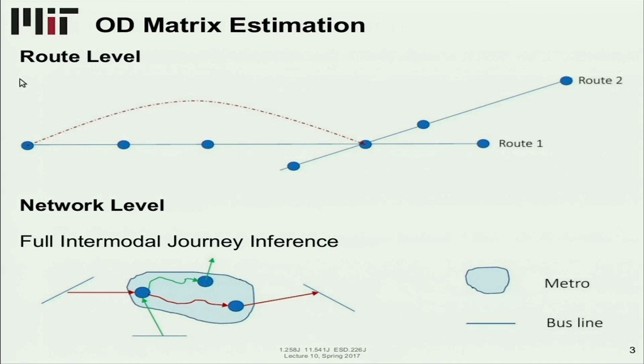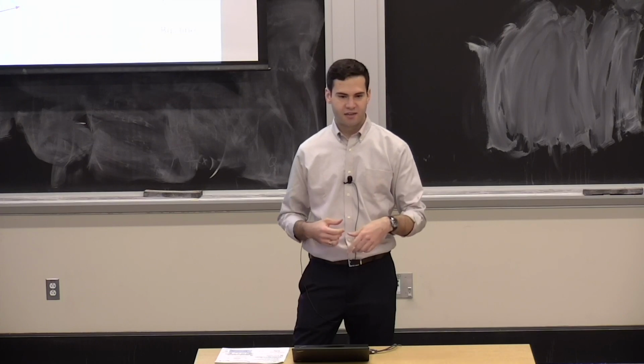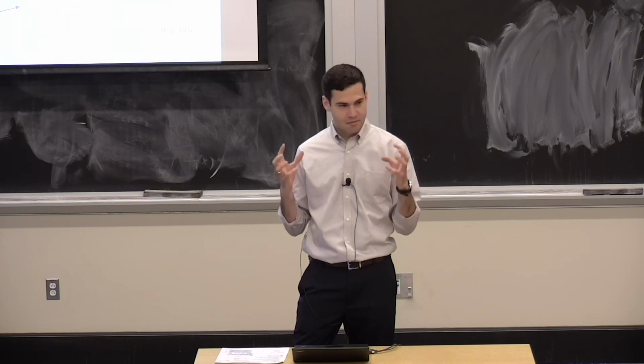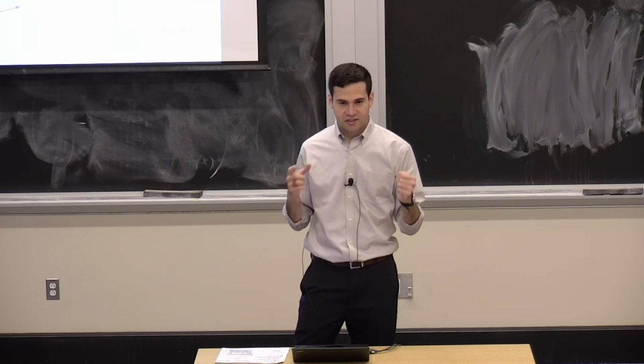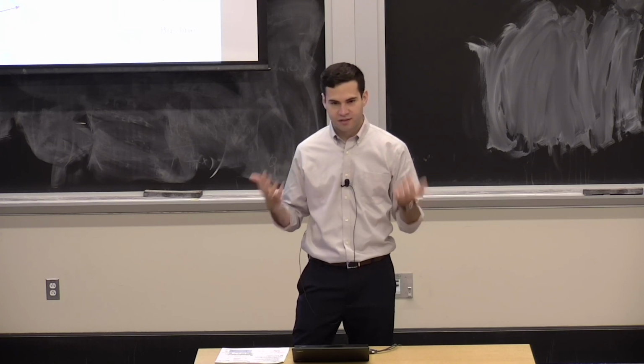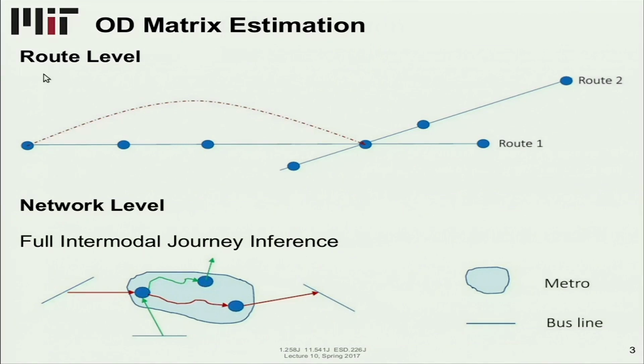So route level, we're talking about one bus line, and we want to look at the trips made on that one bus line and understand where people get on and off. That's route level. So if you have two routes here, route 1, route 2, we might notice or estimate that a person boards here and alights here. Some of the people doing that OD pair may in fact continue on route 2. They might transfer to route 2.